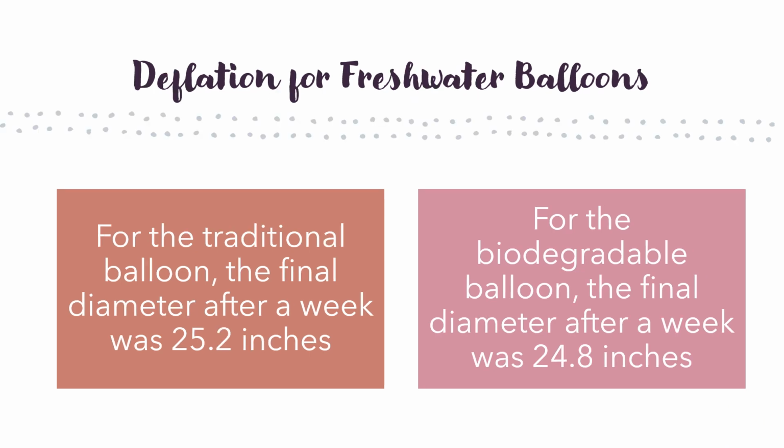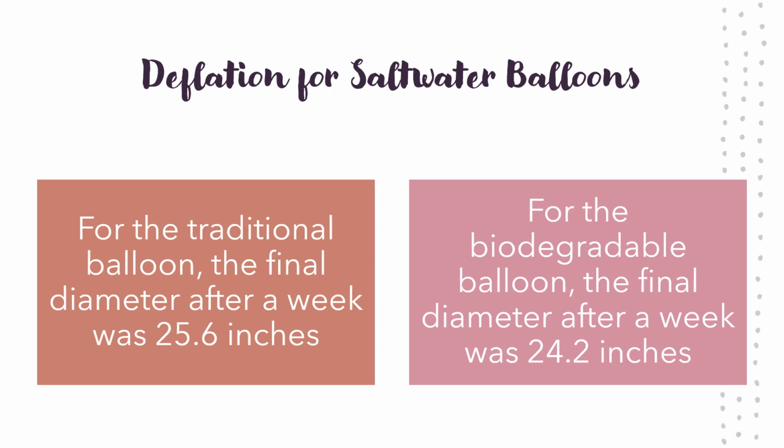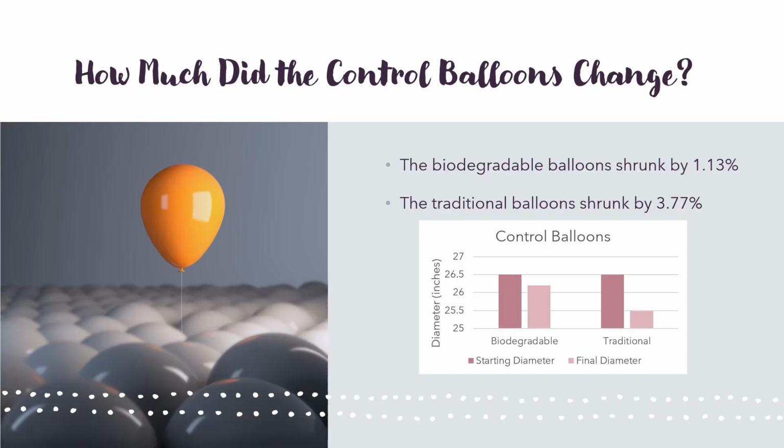For the results for the freshwater balloons, the final diameter of the traditional balloon was 25.2 inches, and for the biodegradable balloon, it was 24.8 inches. The saltwater balloons have the largest change in the diameter for the biodegradable balloon, with a final diameter of 24.2 inches, and the traditional balloon didn't have as much of a change, but it still measured in at 25.6 inches after a week.